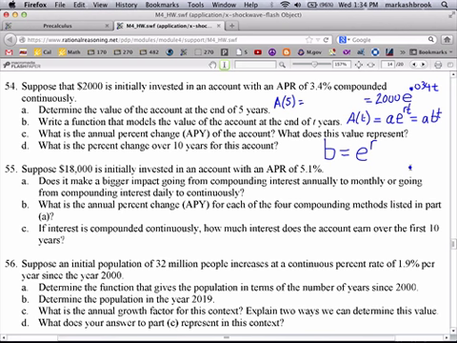But if b equals e to the r, these are the exact same function. They're just in a different form. So we can get that value of b. It will be e to the 0.034. And that turns out to be 1.0346.